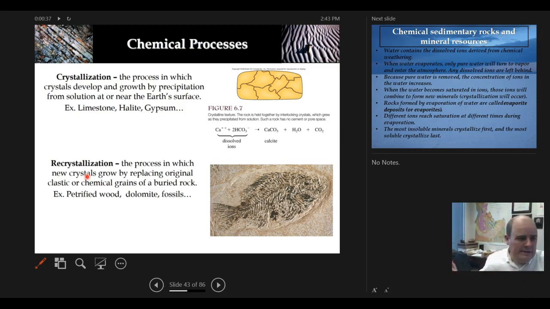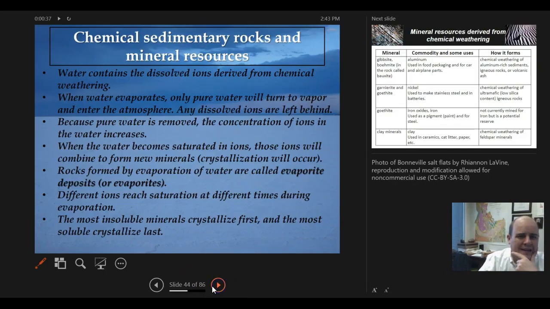Okay, so chemical sediments here are important in mining as well, in mineral resources, because usually when we dissolve that material away, we can then use that material for things that we use every day. For example, halite or salt. We can do that all the time.